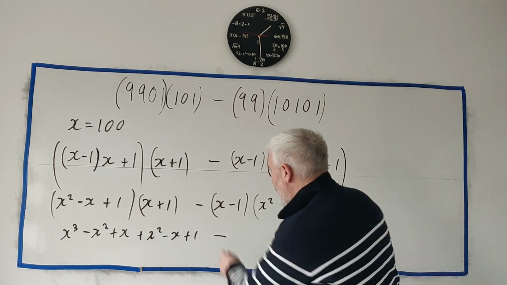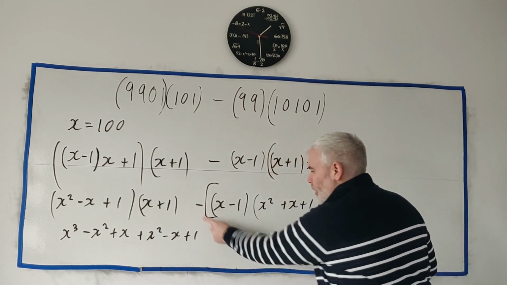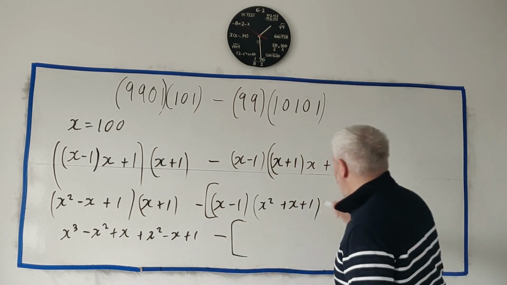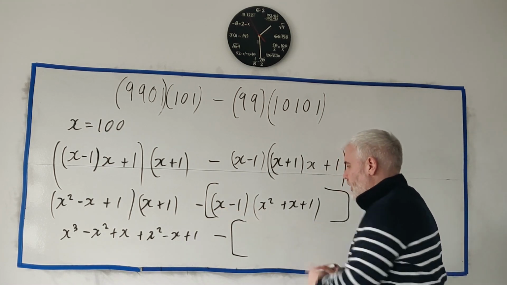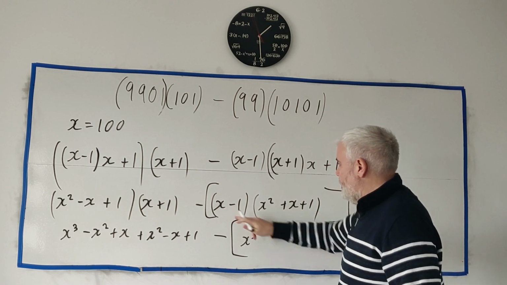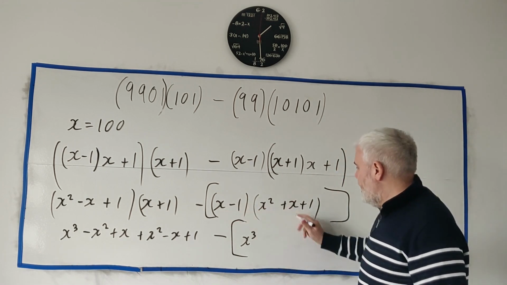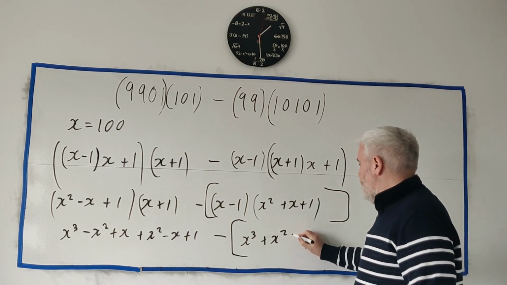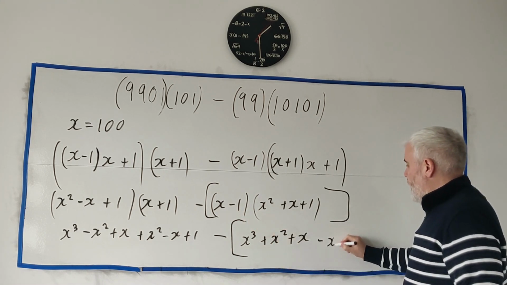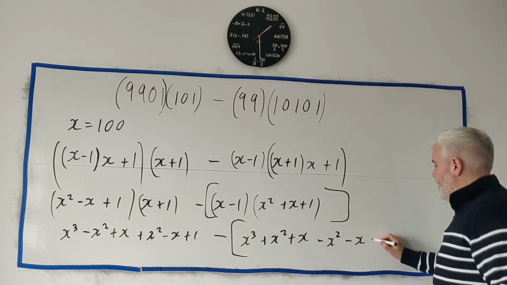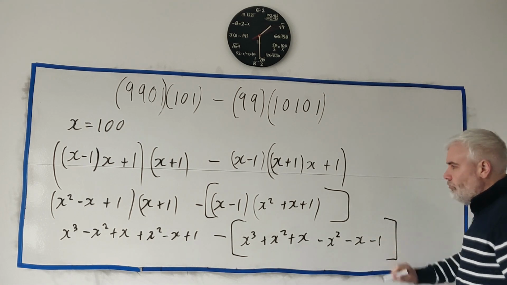And over this side, let's put a big bracket around everything so we don't lose this minus here. A big bracket around everything should all fit in here. X times all of this, we get x cubed, x times x squared. X times x is x squared plus another x. Minus 1 times everything. Minus x squared minus x and minus 1.